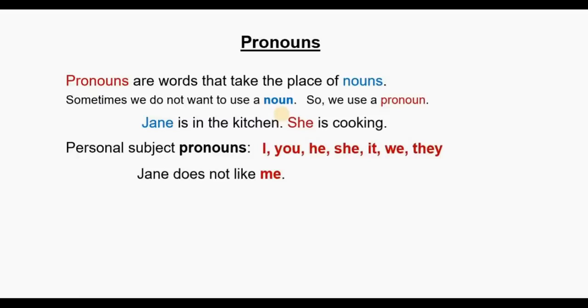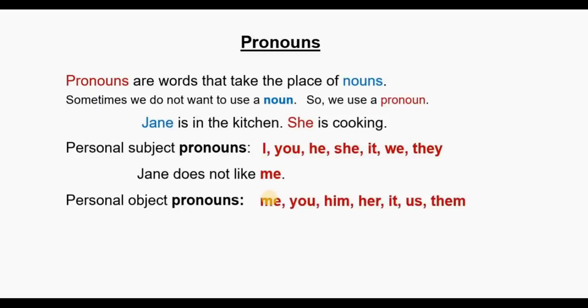Jane does not like me. Alright? So, my name is Jane, and perhaps in this sentence, we don't want to say my name. We just want to refer to me. So, this is an example of a personal object pronoun. It's describing a person. Here are other personal object pronouns. Me, you, him, her, it, us, and them.